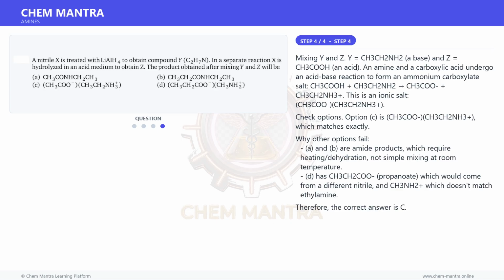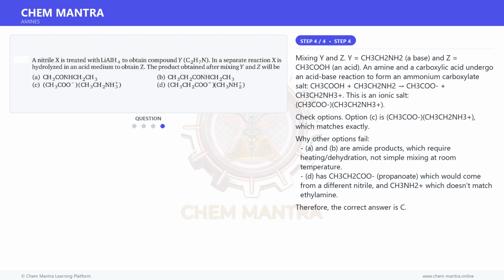And for the final step, mixing Y and Z, Y is equal to CH3CH2NH2, a base, and Z is equal to CH3COOH, an acid. An amine and a carboxylic acid undergo an acid-base reaction to form an ammonium carboxylate salt, CH3COOH plus CH3CH2NH2 to CH3COO minus plus CH3CH2NH3 plus. This is an ionic salt.